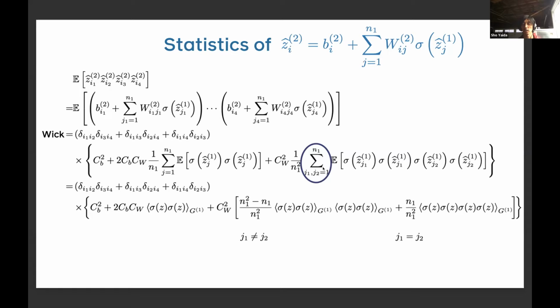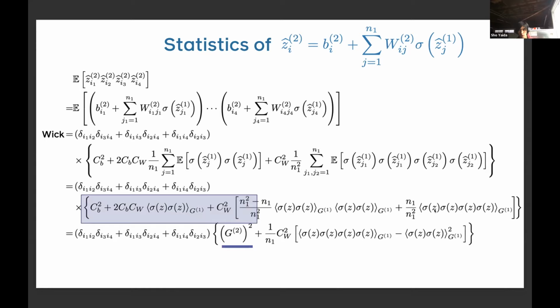And then you can divide this contribution into two types. One is coming from when j1 and j2 are not equal to each other. There are N1 squared minus N1 of them, with 1 over N1 squared in front. This comes from the contribution of two different neurons, which are independently distributed. So you get the Gaussian expectation from the j1 neuron and another Gaussian expectation from the j2 neuron, with two activations each, so sigma squared and then sigma squared. Another contribution is when j1 and j2 are equal to each other, which gives you N1 over N1 squared. Since you're talking about the coincident neuron, and all the activation is in that neuron, you have the activation to the fourth expectation. Okay, so that's the explanation of this last step.